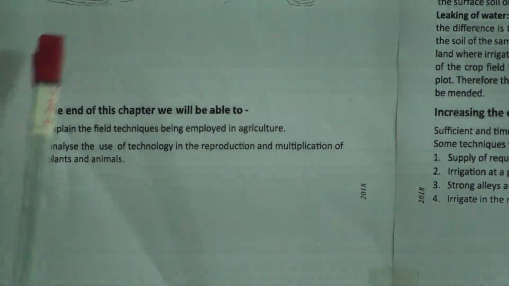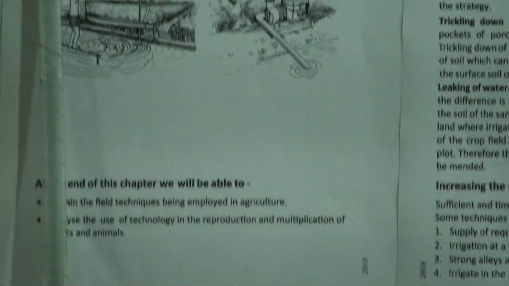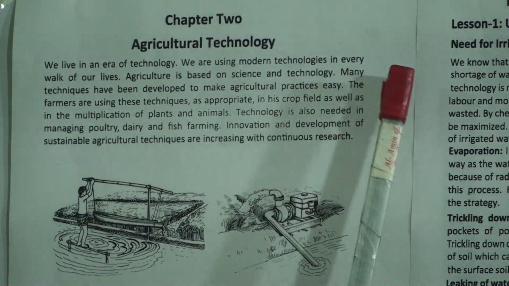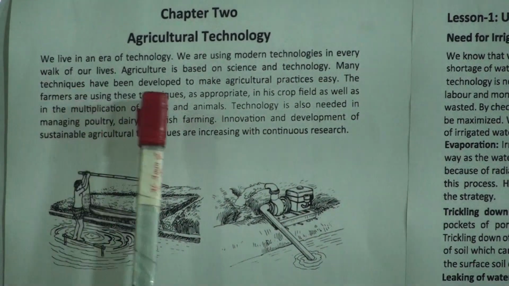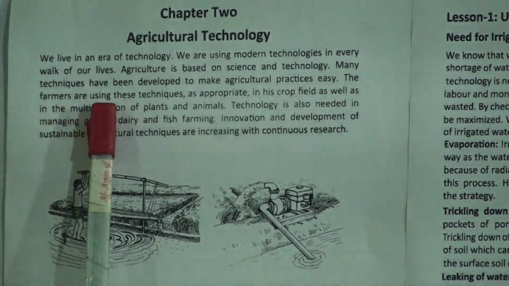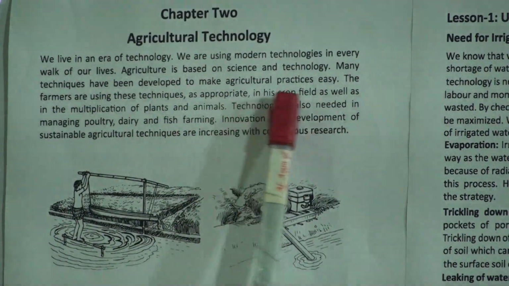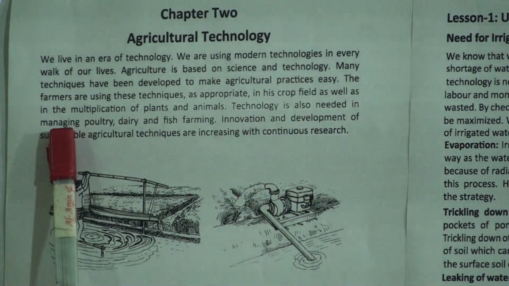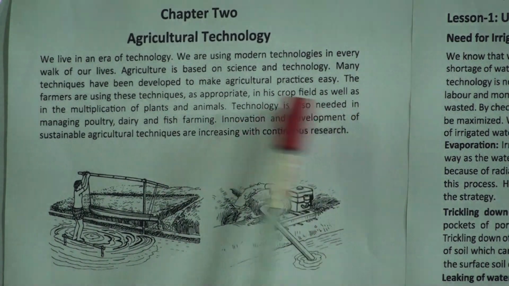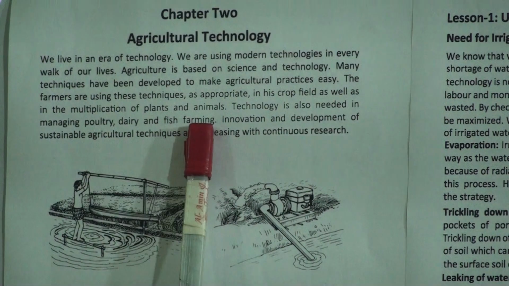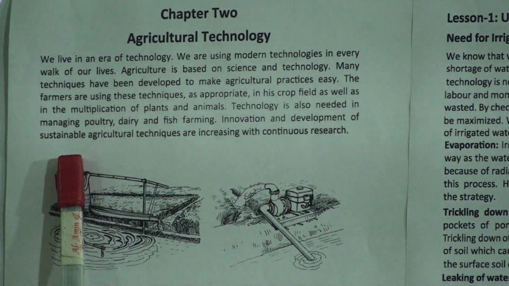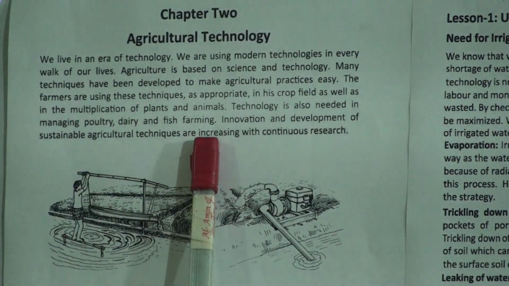Now, come to our today's lesson. We live in an era of technology. We are using modern technologies in every walk of our lives. Agriculture is based on science and technology. Many techniques have been developed to make agricultural practices easy. The farmers are using these techniques as appropriate in the crop field as well as in the multiplication of plants and animals. Technology is also needed in managing poultry, dairy, and fish farming.